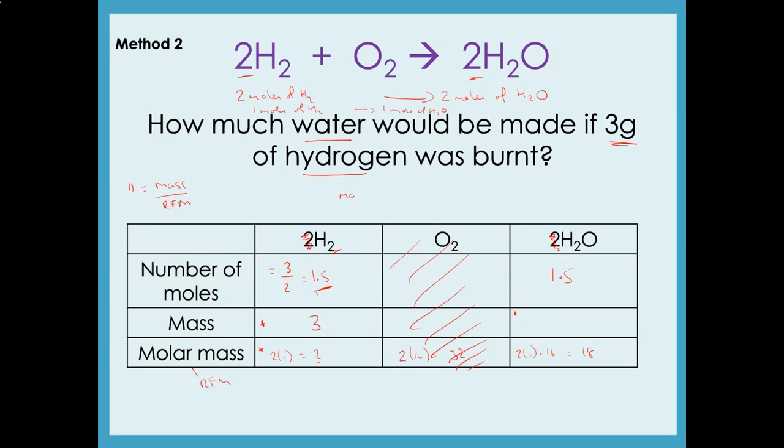So we can rearrange this equation to give mass equals number of moles times by relative formula mass. So I can now stick my figures in. The number of moles we've worked out is 1.5, and we times that by relative formula mass, which is 18. And if we do that, we come up with 27, which is exactly what we got on the previous slide. So whichever method you use, you should get the same answer.